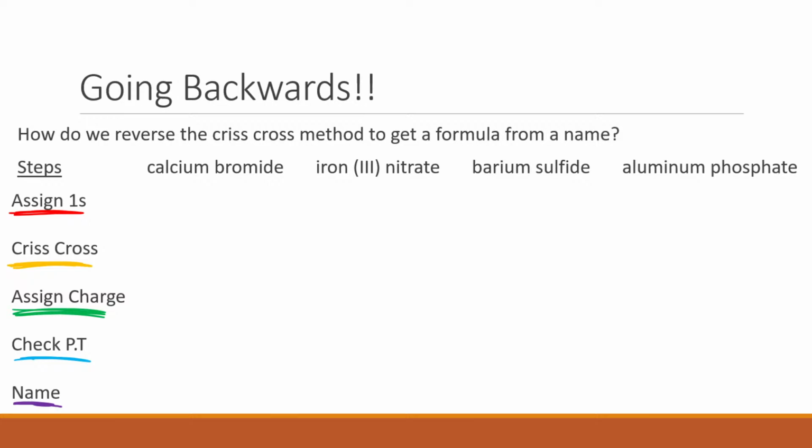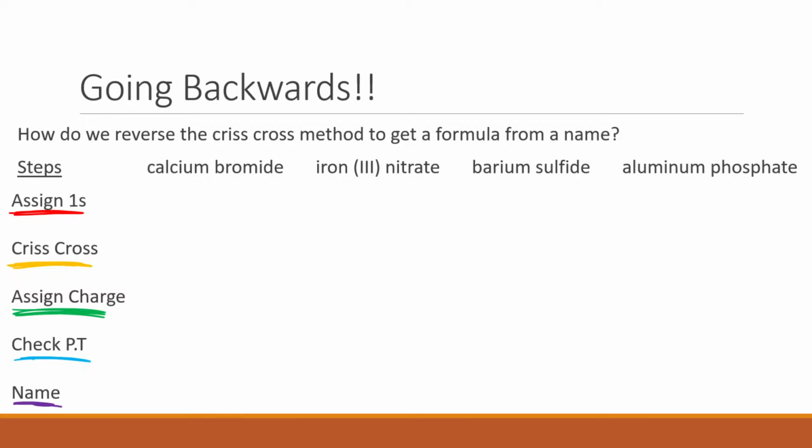Today we are going to take our crisscross method and do it in reverse. We're going to look at how we go from the name of a compound to the formula for that compound. And while this might sound like just taking the steps of the crisscross method and flipping them, it's actually, believe it or not, a little bit easier than that.